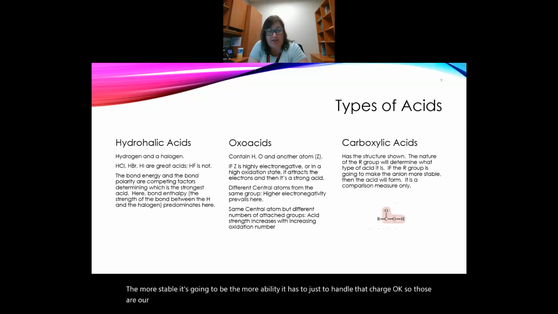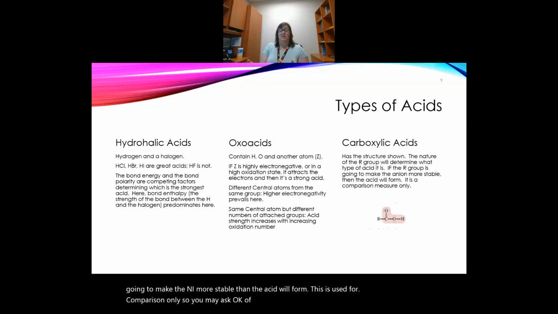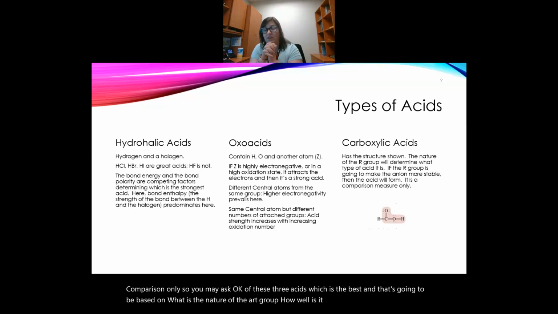We also talk about carboxylic acids. Carboxylic acids have the structure shown. So we have, again, some R groups. CH3 is a pretty common one. Alkanes are fairly common there. The nature of the R group determines what type of acid it is. If the R group is going to make the anion more stable, then the acid will form. This is used for comparison only. So you may get asked, okay, of these three acids, which is the best? And that's going to be based on what is the nature of the R group. How well is it going to be able to handle that electronegativity?